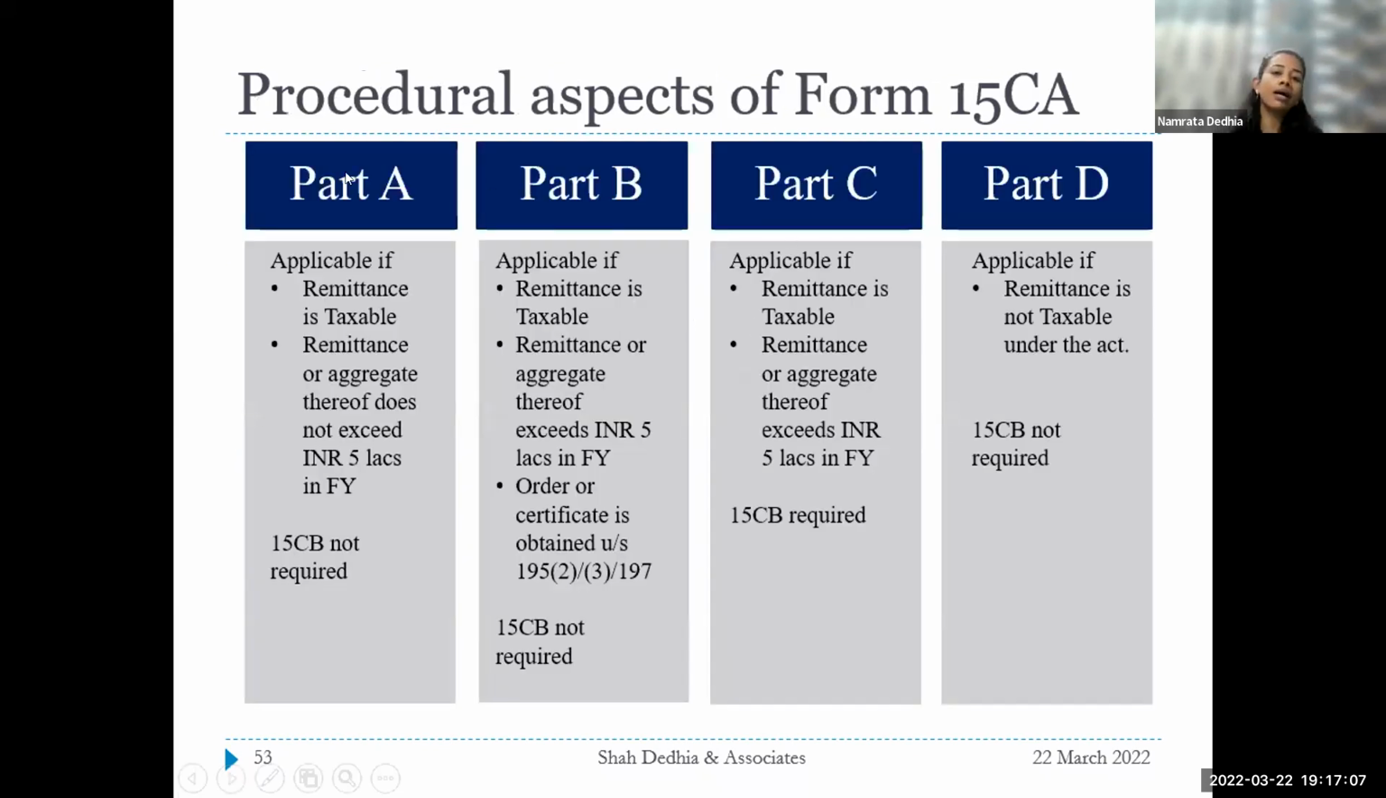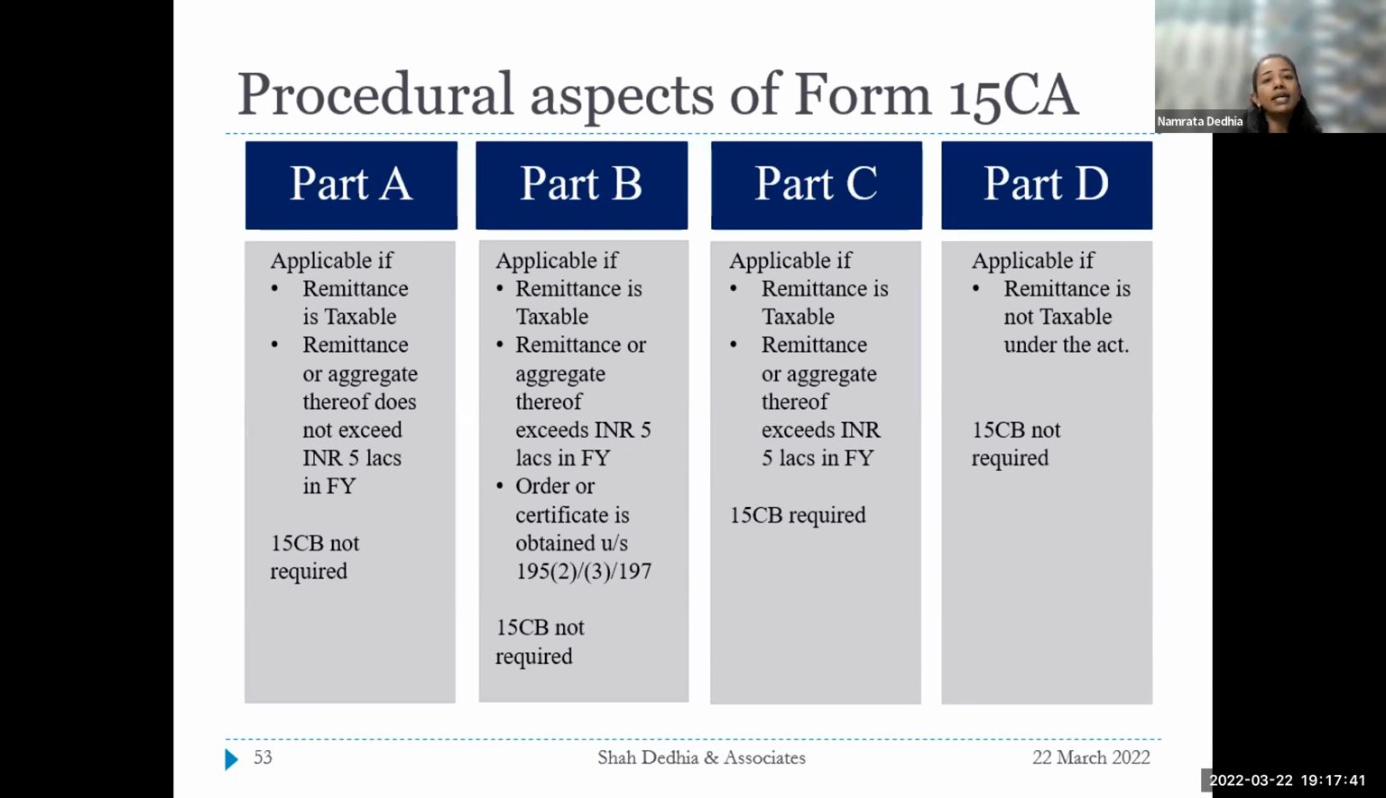15CA, there are 4 parts. We know. So theoretically, this is what happens. You need 15CB only for part C. You do not need 15CB if you are going for part A, B, or D of 15CA, which is either the amount does not exceed 5 lakhs, or the amount exceeds 5 lakhs but you have a 195(2) or 195(3) or 197 certificate. Or the third part is where the remittance is not taxable under the Act at all. In those 3 cases, 15CB is not required.